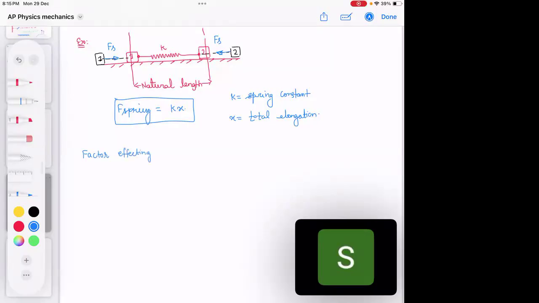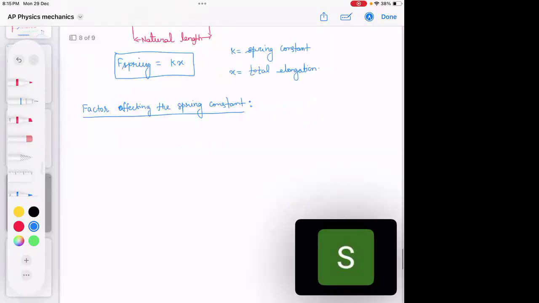Factors affecting the spring constant. Tell me, the spring constant of any spring depends on three factors. Okay? What are those three factors?